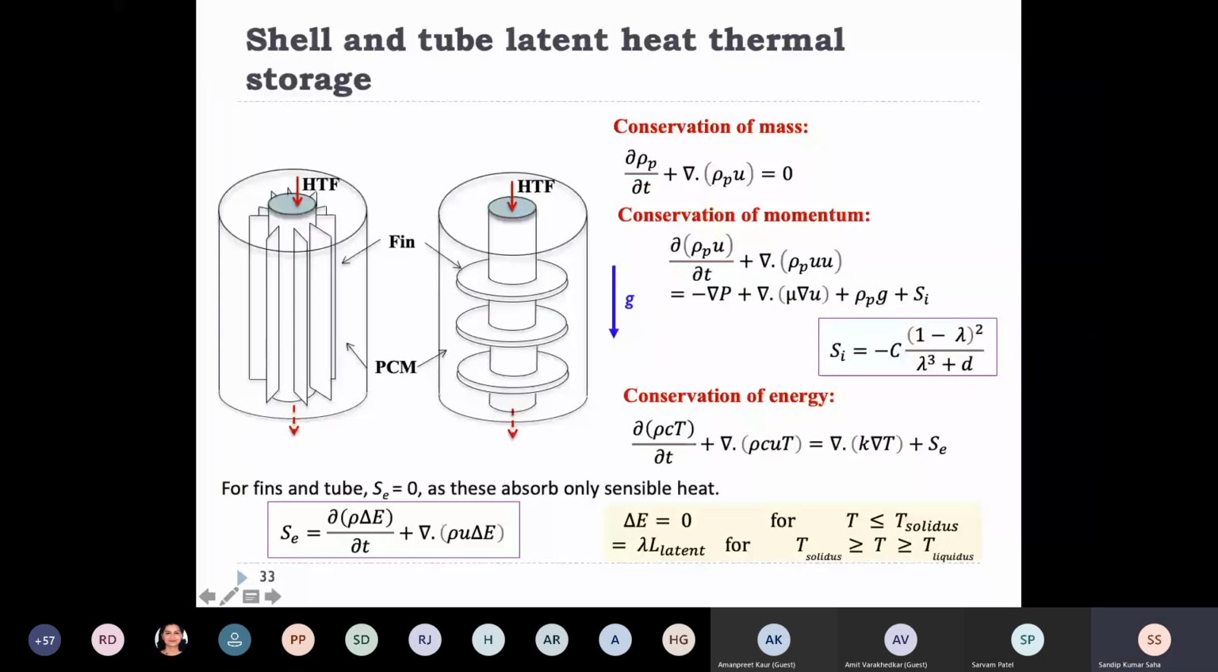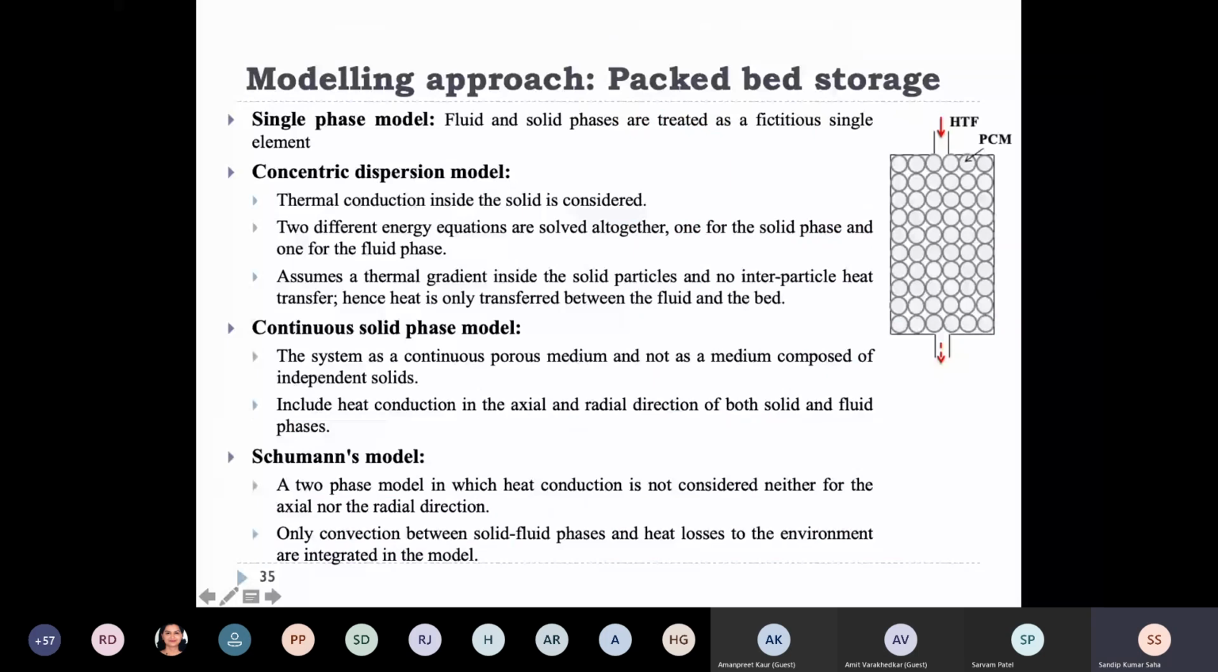Now, next one is the modeling approach for packed bed type of storage. So that one problem I discussed, which doesn't require any special treatment, what I actually already discussed. Now, this is another technique, the modeling approach for packed bed storage.